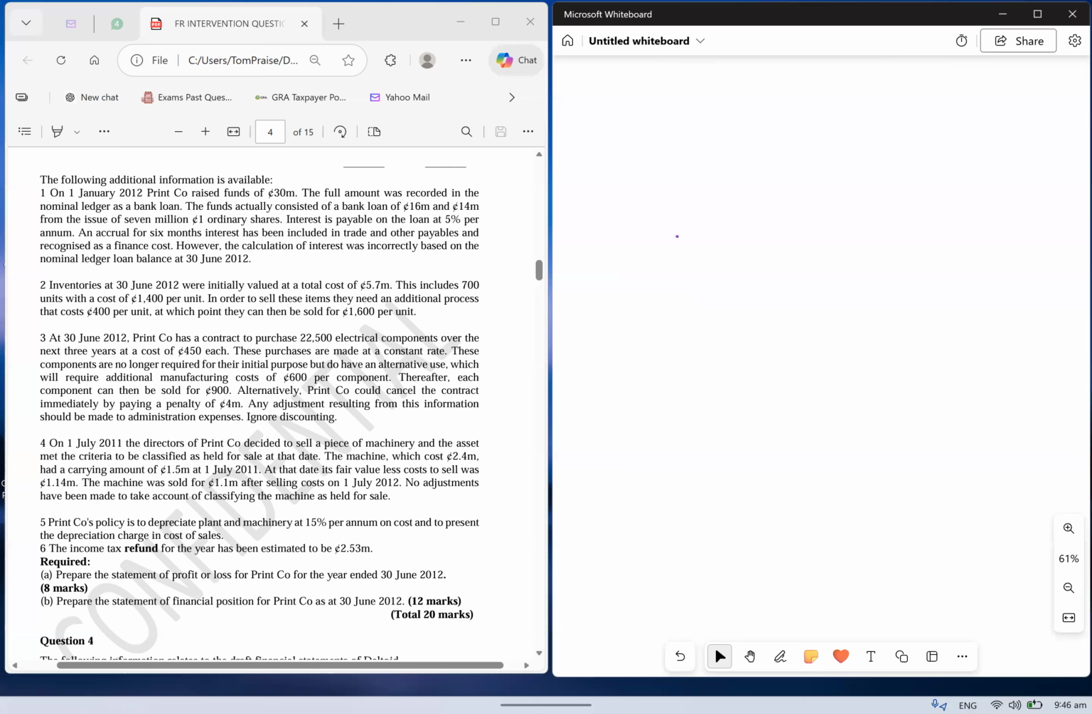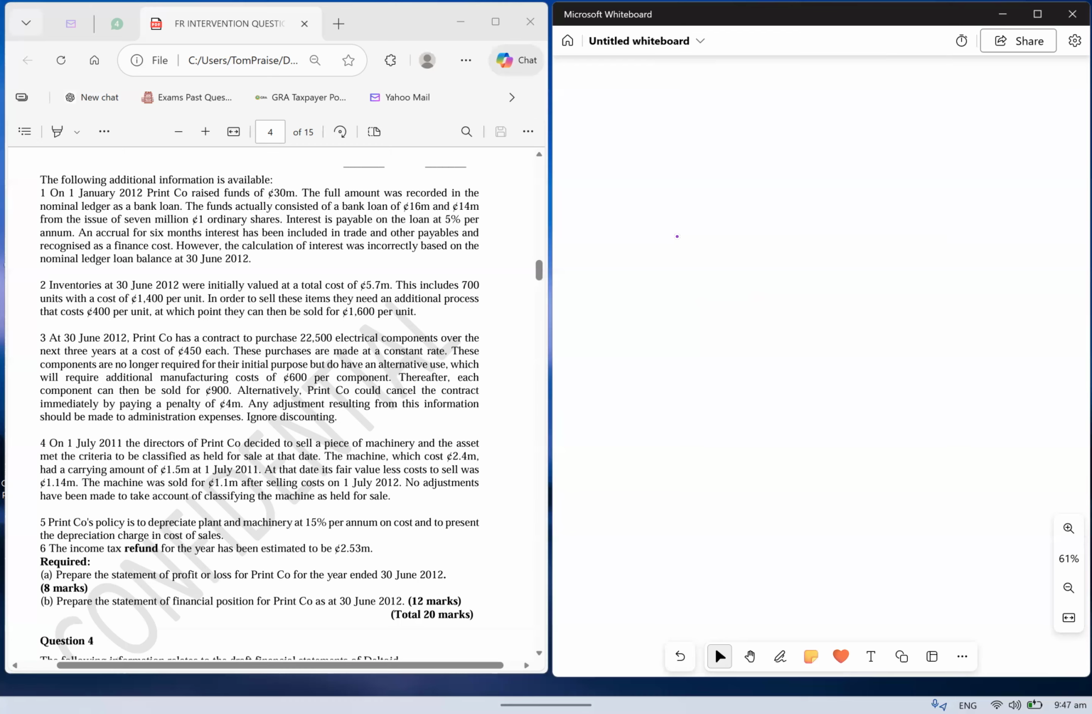That's the idea. Interest payable on the loan is 5% per annum. An accrual of 6 months interest has been included in trade and other payables and recognized as a finance cost. However, the calculation of the interest was incorrectly based on the nominal ledger loan balance. You understand? Because the loan that attracts interest is the 16 million, not the 30 million, because ordinary shares don't take interest. So there's a mistake there you need to work on.